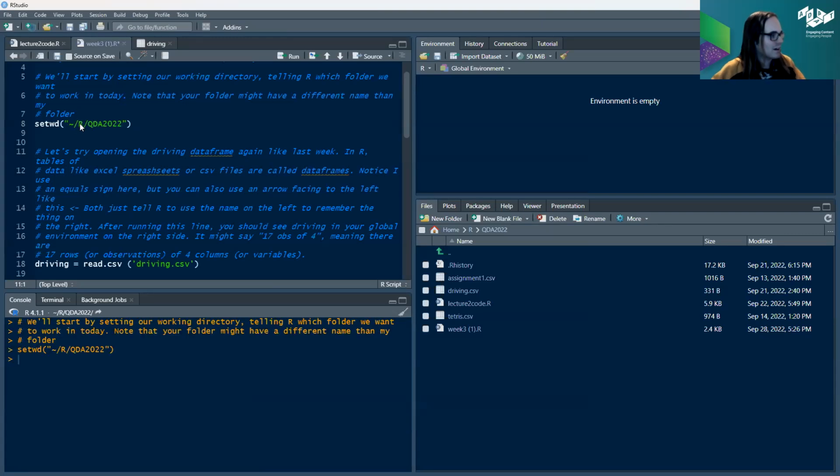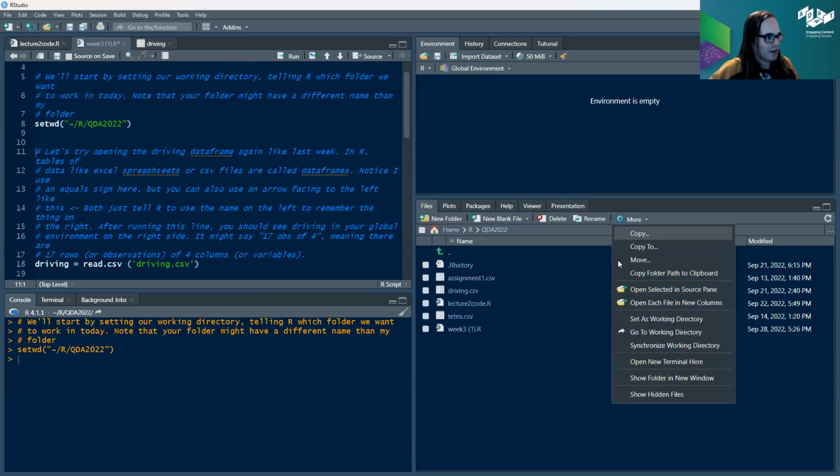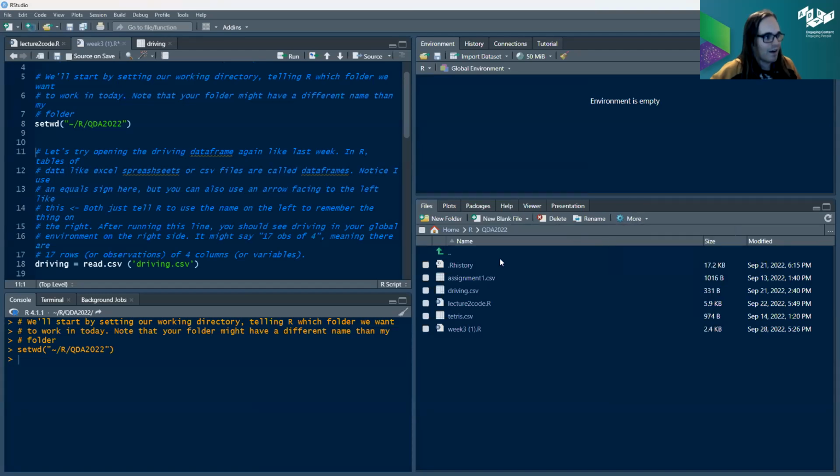So I set my working directory. I'm already at my working directory, but now I go to the working directory down here and use that little More and the gear. Now it looks like RStudio is looking in the correct place for the files that I need: my driving.csv file, but also my week 3 1.R script file.